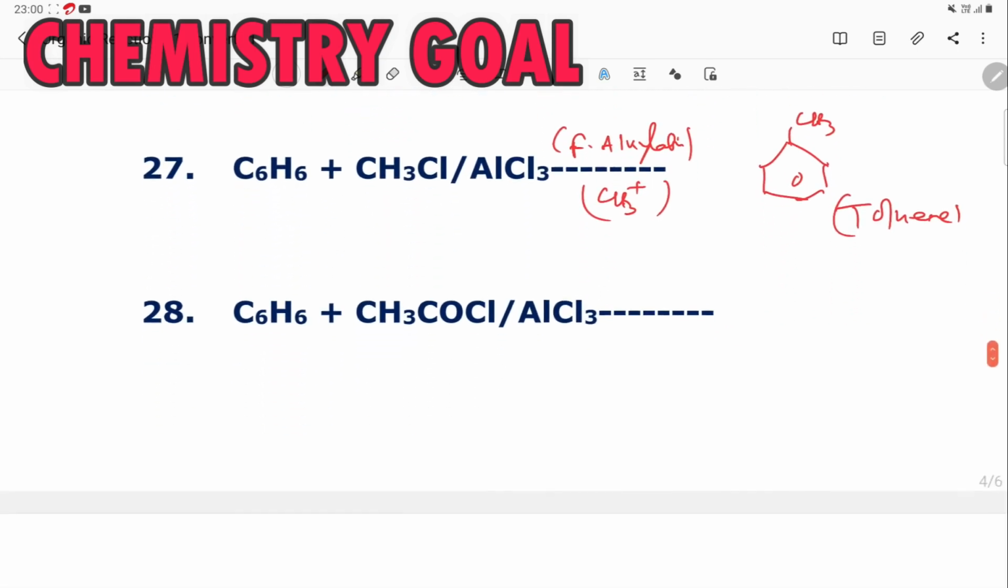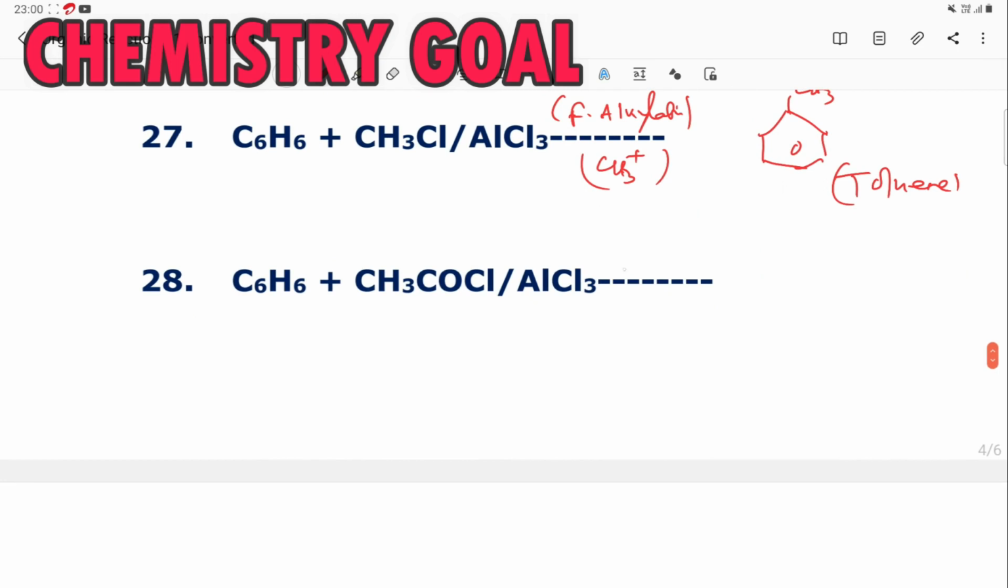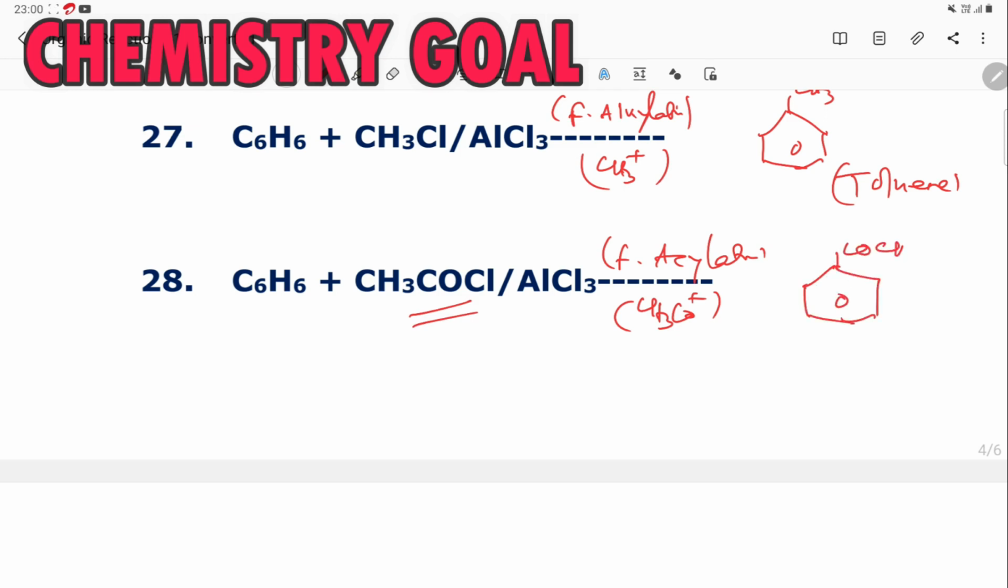And question 28 is called Friedel-Crafts acylation. Here your electrophile is CH3CO+, produced from these two reactants. The result is substitution of COCH3. This is called acetophenone. Acetophenone is formed.